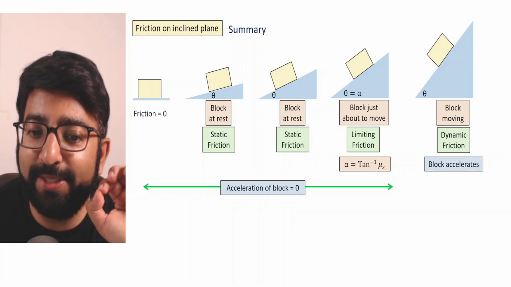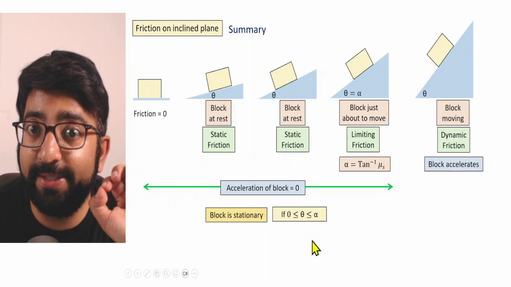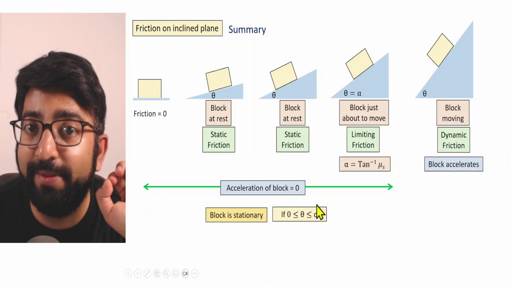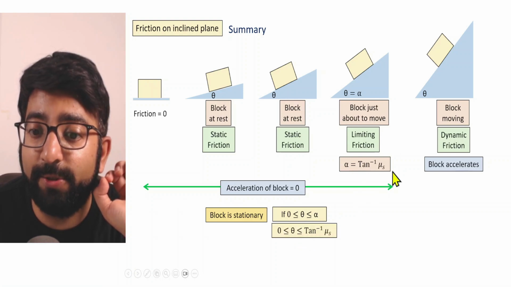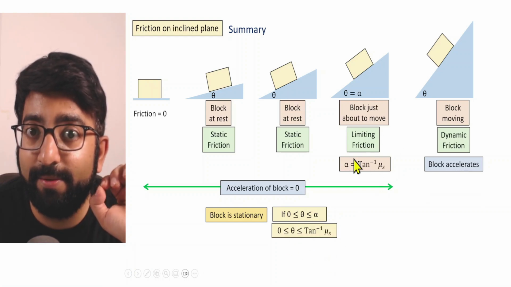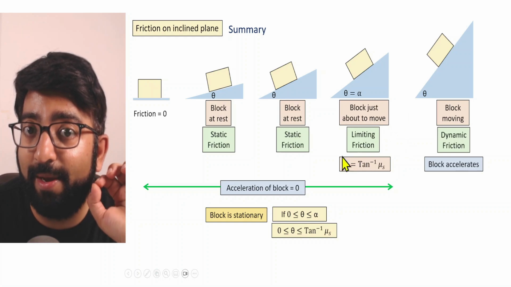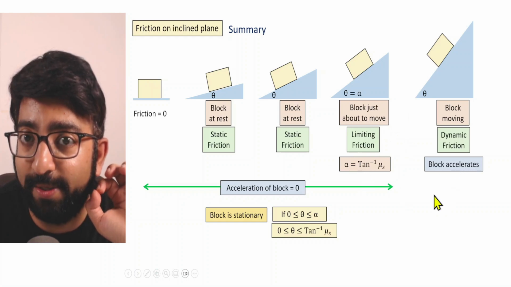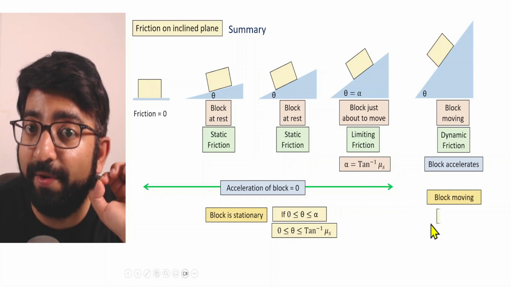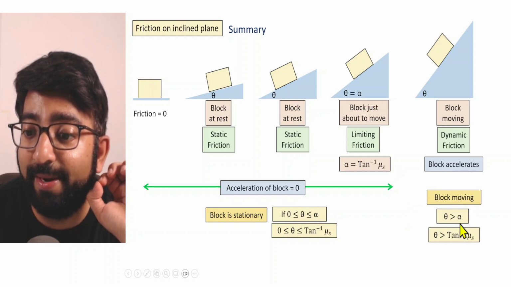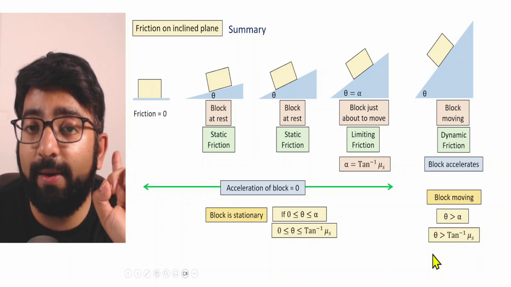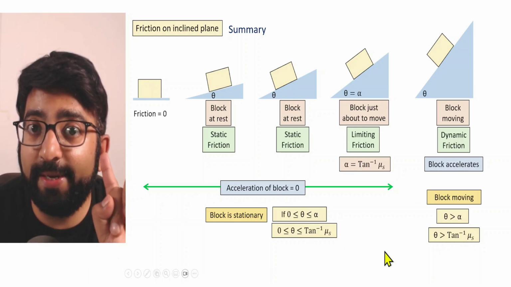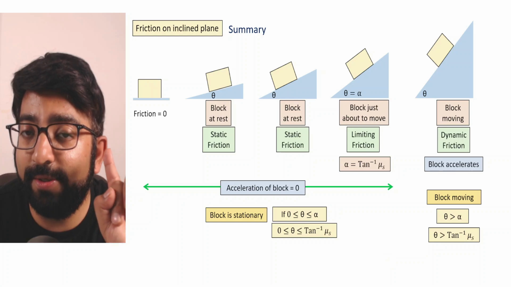So to summarize, just remember the block is going to be stationary if theta falls in this range: theta needs to be less than or equal to alpha, where alpha is tan inverse mu s. So this is the expression. But the moment we go greater than this angle alpha, the block will start to accelerate. Hence, the block will move if the angle theta is greater than tan inverse of mu s. And these are the rules which we need to use to check whether the block on the incline is going to accelerate or is just at rest.